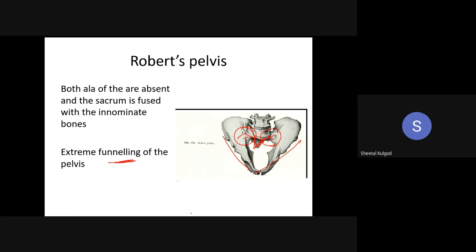Right. So we'll go ahead with the fetal skull. Okay, ma'am.